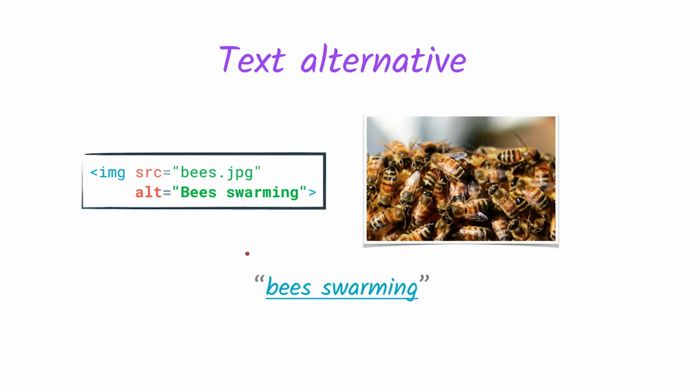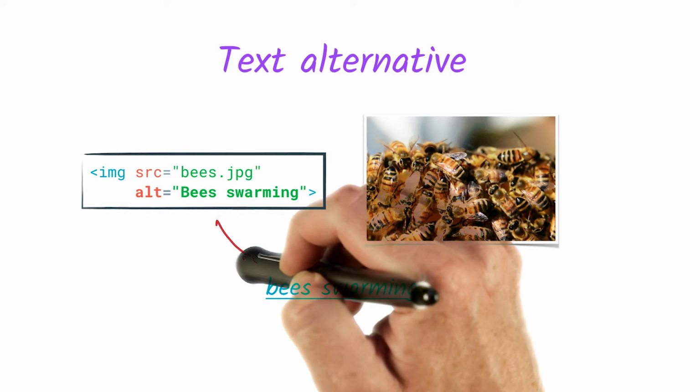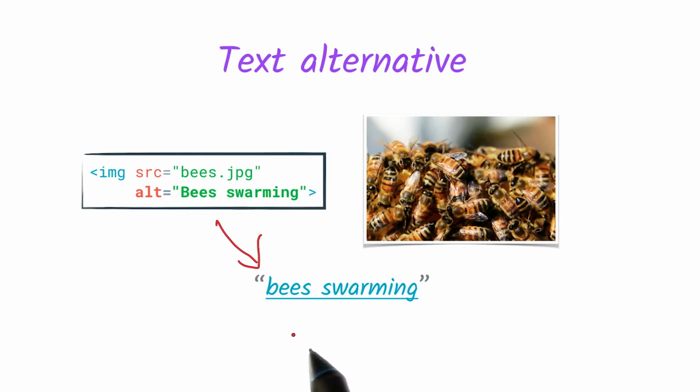Let's have a look at text alternatives for images. We can use the alt attribute to provide a text alternative for images. However, we need to think about what role an image plays in the page to work out what type of text alternative it should have.